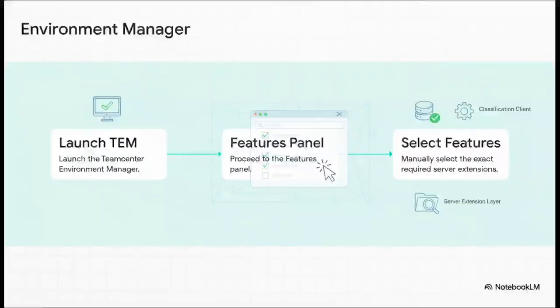Alternatively, you might be using the traditional Teamcenter Environment Manager, or TEM. Now, this process requires a bit more manual precision. You'll navigate over to the Features panel and manually pinpoint the exact server extensions and client features that match your setup. For instance, to use full-featured classification with traditional data, you've got to explicitly check the boxes for the classification client, the classification server extension, and, this is crucial, the presentation layer for the next-generation classification server.